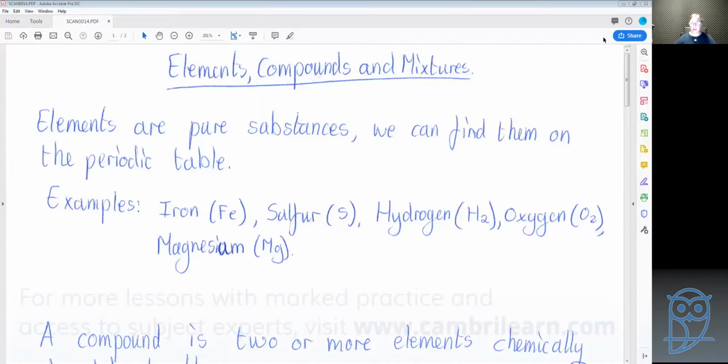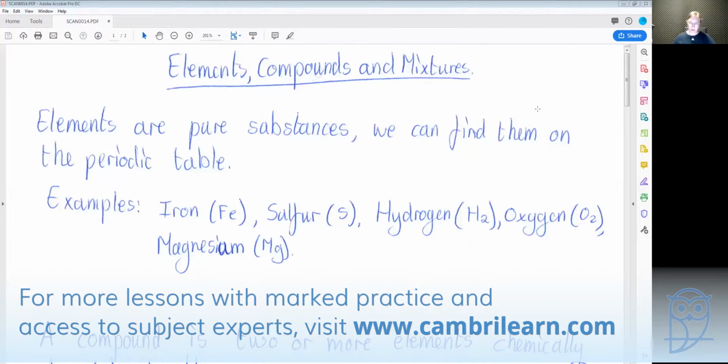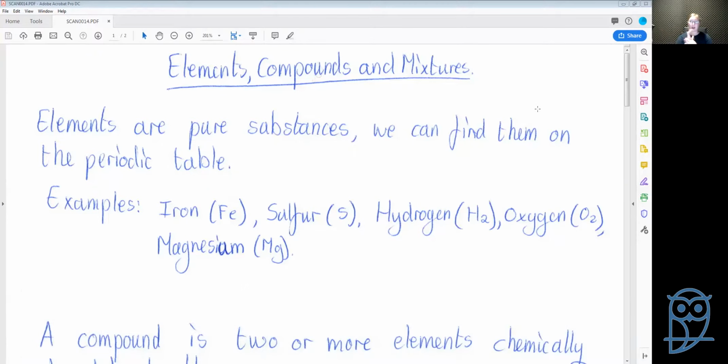Today we're going to be speaking about elements, compounds, and mixtures. I'm not going to go into the chemical naming convention today, though, because that is a fairly big topic, actually, and I will cover that in a different session. So, what is the difference between elements, compounds, and mixtures?